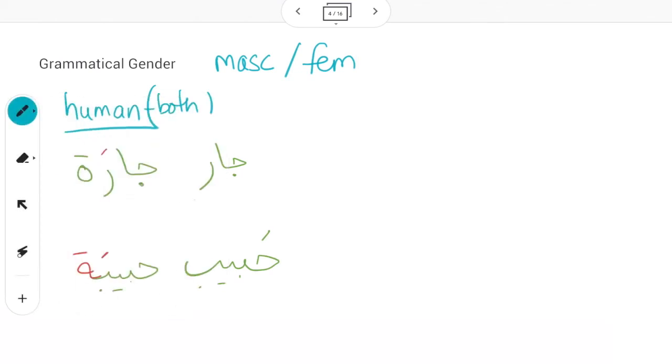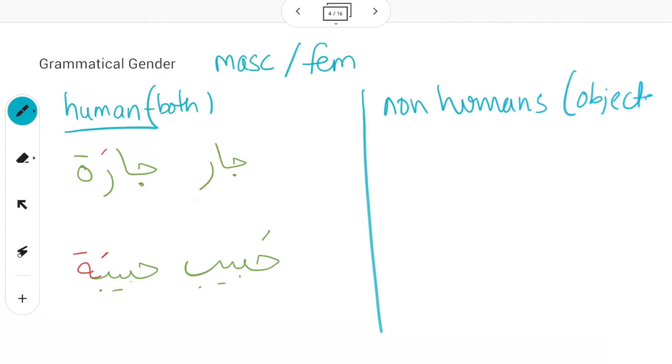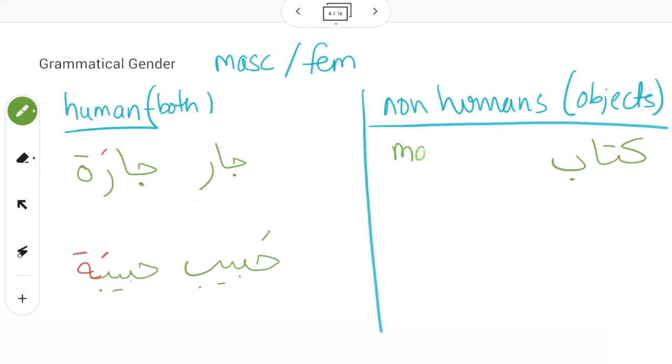When it comes to objects, so non-humans, meaning these are just objects, they cannot take both. It's either one or the other. Okay? So for instance, we saw the word kitab for book. It's masculine. The word for book will never be feminine. You cannot add a ta marbuta to it and have it mean a feminine book. That's just not how it works.